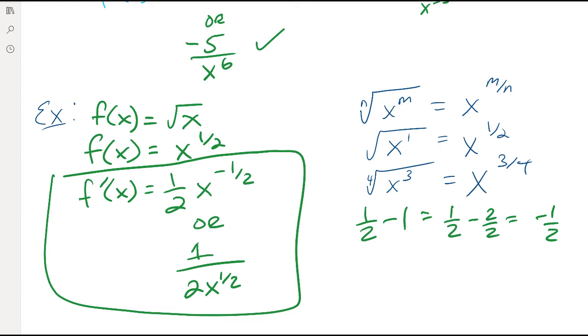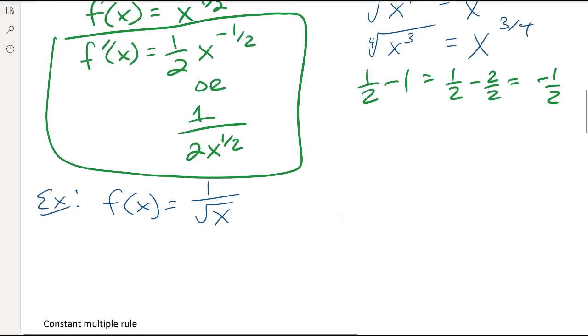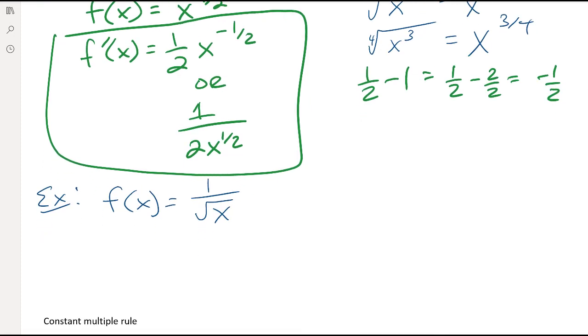All right. And then one more, and I'll go to the next rule. Let's put a few of these together. What if it was 1 over the square root of x?